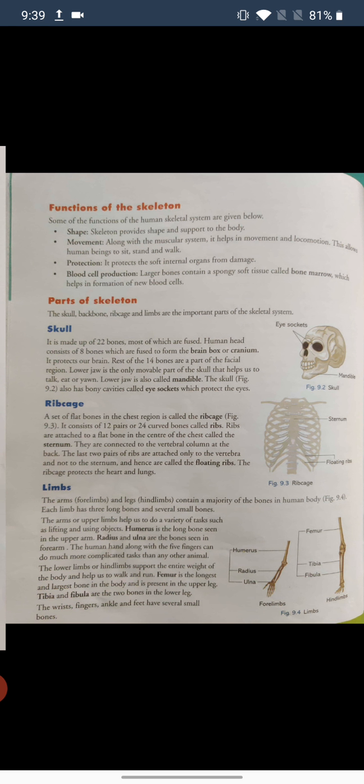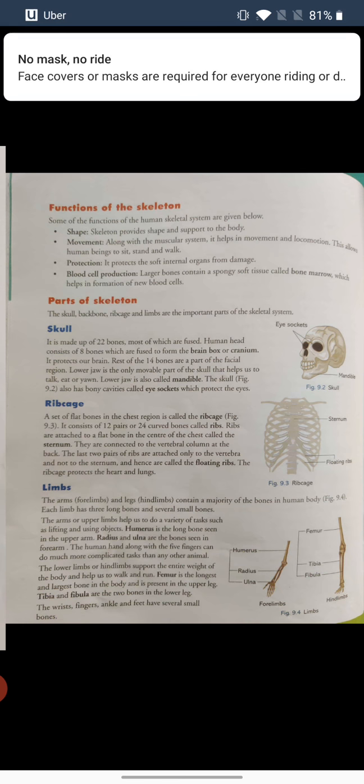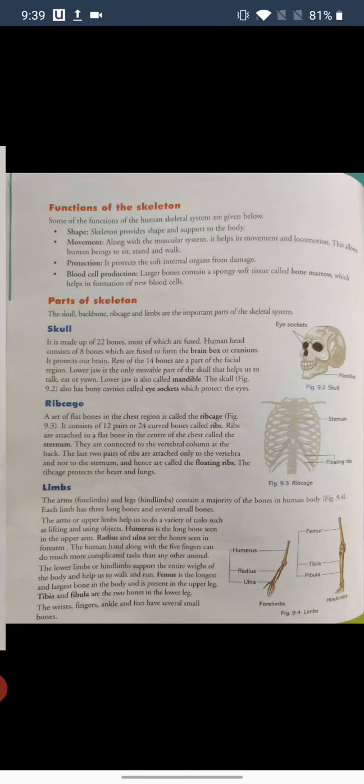So how many bones form the skull? 22 bones, all fused together. Out of the 22 bones, how many fuse to form the brain box or cranium? 8 bones. And the rest of the 14 bones are part of the face. The lower jaw helps us to talk or eat or yawn, and is also called the mandible. The skull also has bony cavities called eye sockets which protect the eyes.